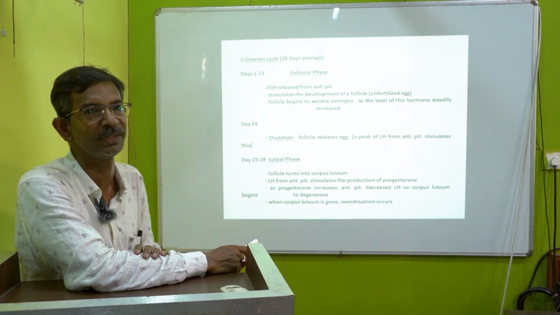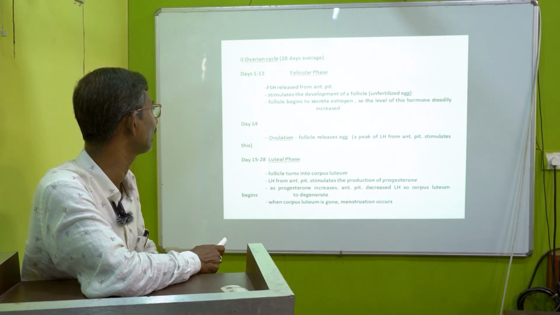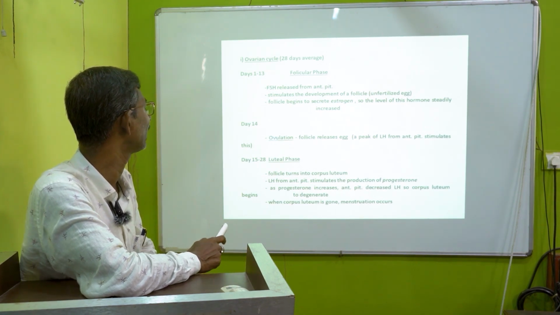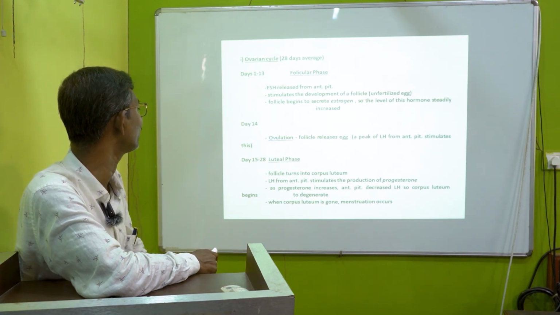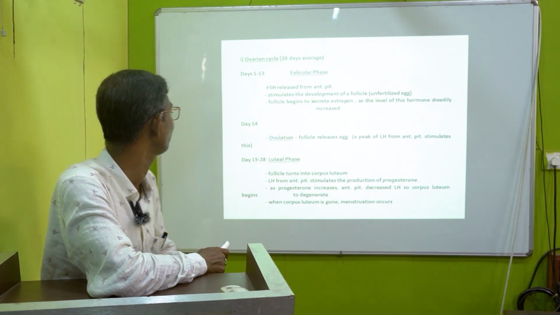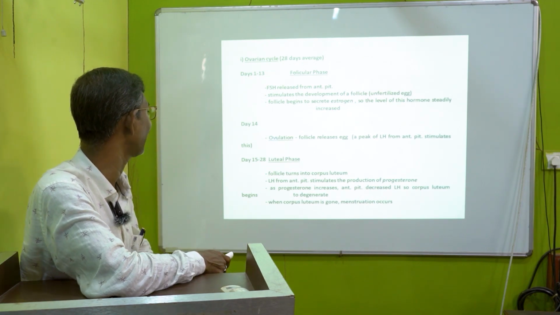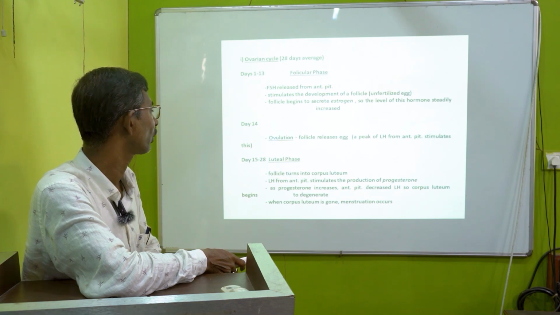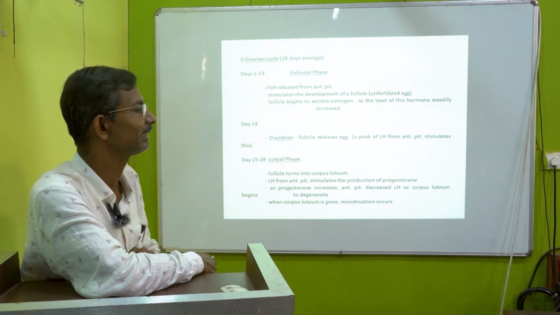At 14 days ovulation starts, and 48 hours before it there is a peak rise of LH, called the LH surge. At 14 days, ovulation, the follicle releases the egg, stimulated by the peak of LH from the anterior pituitary. Then the luteal phase. The follicle turns into the corpus luteum after the removal of the ovum from the Graafian follicle. LH from the anterior pituitary stimulates the production of progesterone. As progesterone increases, the anterior pituitary decreases LH, so the corpus luteum degenerates, and when the corpus luteum is gone, menstruation occurs.